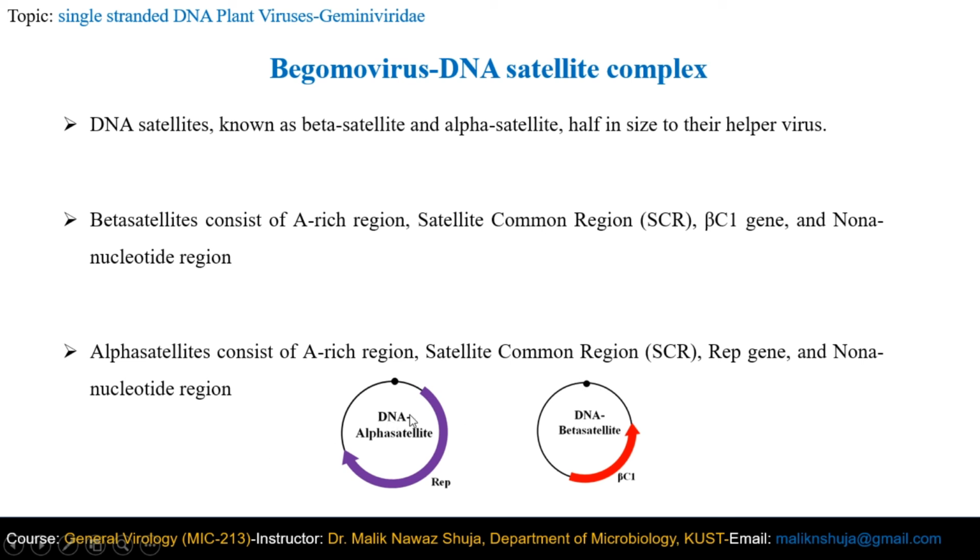If we are talking about the alpha satellites, an alpha satellite also consists of an adenine-rich region, a satellite common region, which is known as SCR, and contains only one open reading frame on the virion strand, and a highly conserved region, the nonanucleotide, here.